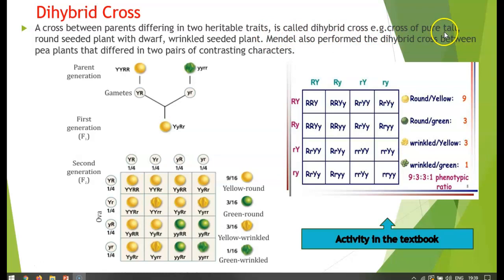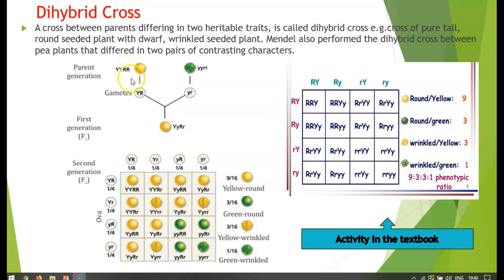Example, a cross of a pure tall, round seed plant with a dwarf, wrinkled seed plant. Mendel also performed dihybrid crosses between pea plants that differ in two pairs of contrasting characters. Here, you have a diagrammatic representation of a cross between parents differing in two pairs of contrasting characters. One is the color of the seed and the other character is the shape of the seed, which is yellow round and green wrinkled.